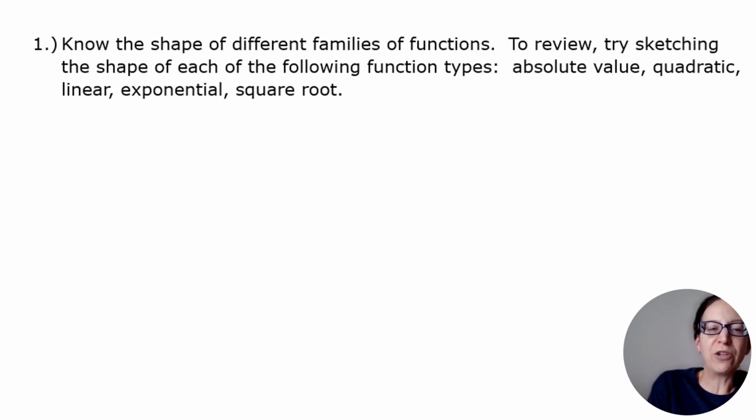So the first item on your study guide is know the shape of the different families of functions. To review, try sketching the shape of each of the following function types: absolute value, quadratic, linear, exponential, and square root. So you want to know how these different relationships look when they're graphed. At any point in this, if you're doing this at home, you should be pausing the video to work the problems and then unpausing it to go over it. There's no replacement for you working the problems out, because on the test, I'm not going to be working them out for you. So you need to practice with it. So go ahead, pause the video right now and sketch each of those functions.